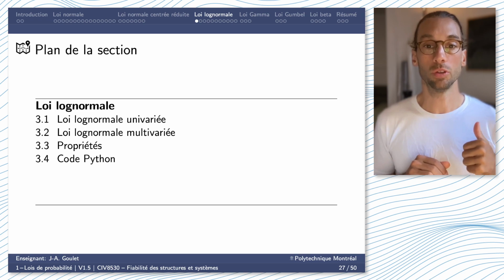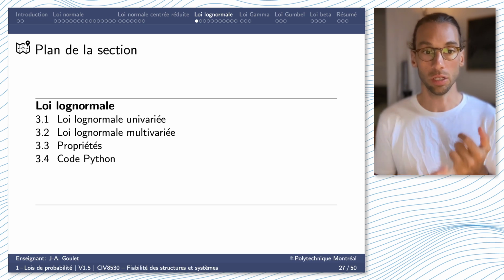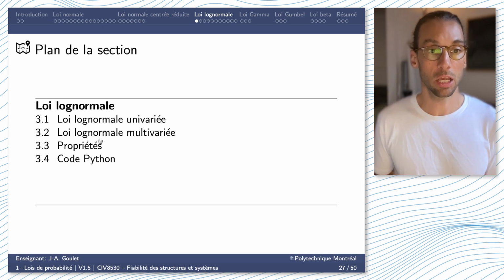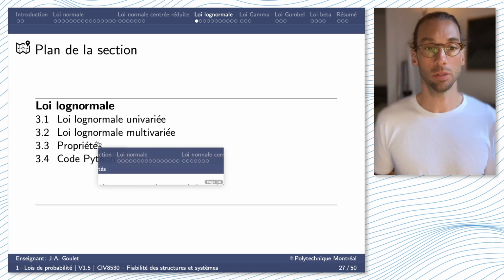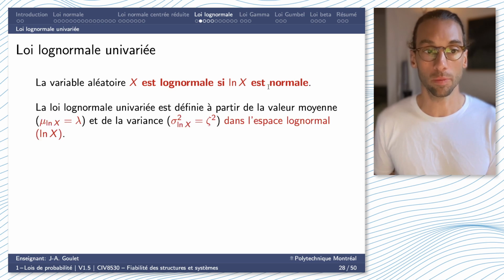Now let's move to the log normal probability density function. We're going to look at the univariate case, the multivariate case, what special properties are associated with it, and the Python code to use it. In the case of log normal, a random variable x is log normal if the log of x is itself normal.